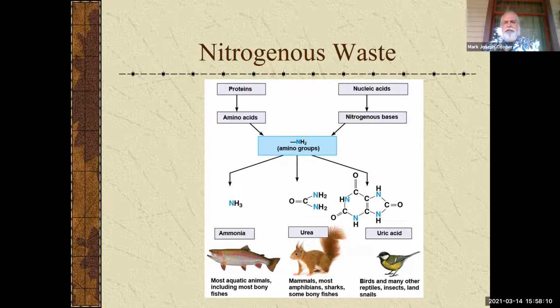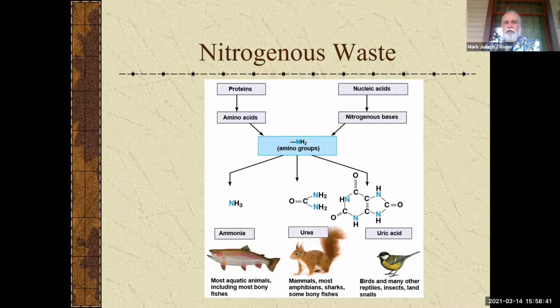All right, the next one is urea. You see that in mammals and sharks and some bony fish. Urea is a larger molecule. It is less toxic. It can be stored in our system with some water for a longer period of time. That's why we have a bladder, and it works. So it is less toxic, and that is the advantage. The disadvantage, though, is our body now has to spend energy converting that ammonia into urea.